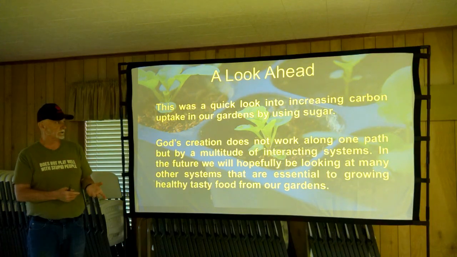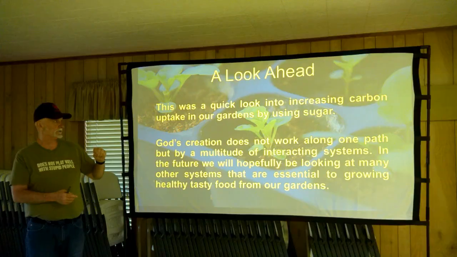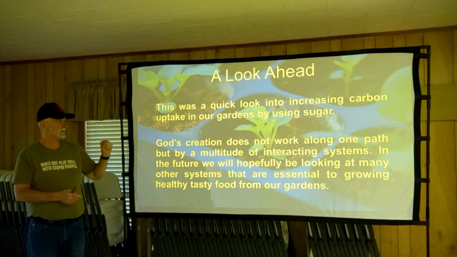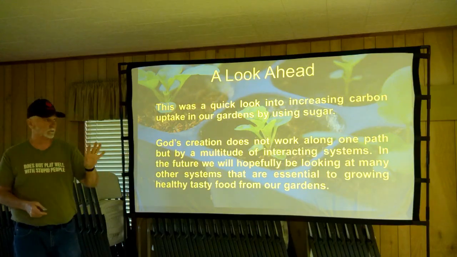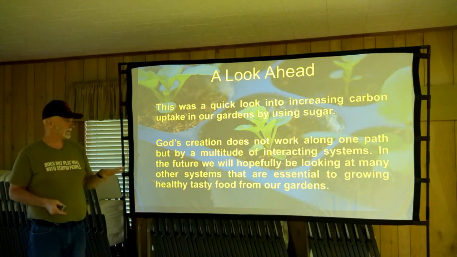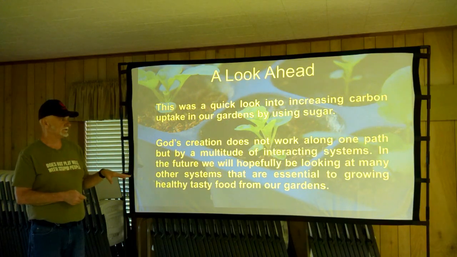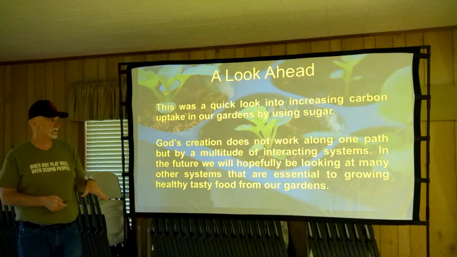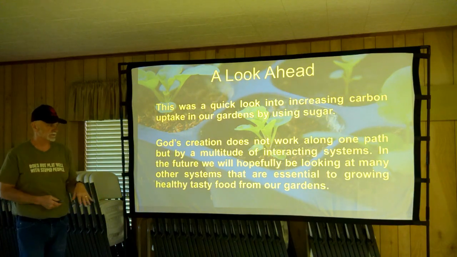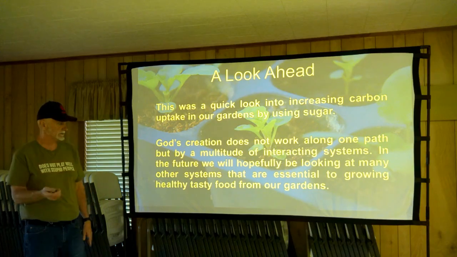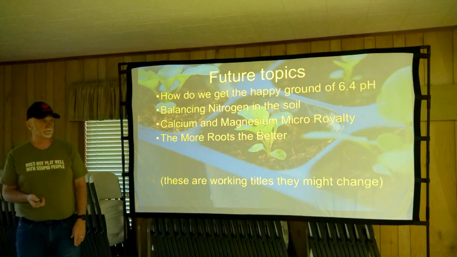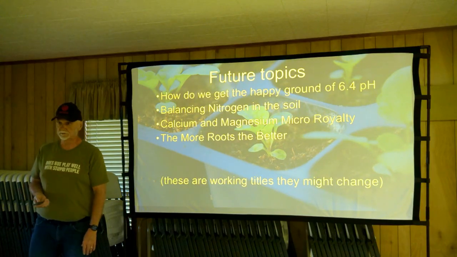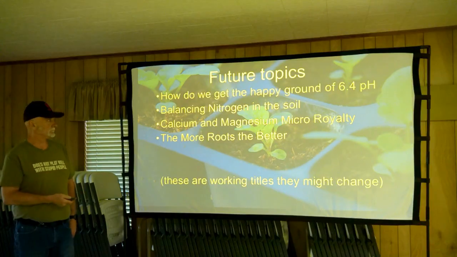But what we're going to look at is other ways to increase our carbon uptake. So God's creation does not work along one path, but on multiple intersecting systems. In the future, we will hopefully be looking at many of these other systems that are essential to growing healthy, tasty food in our gardens. Some of those topics: how do we get the happy ground of 6.4 pH? We'll talk about ways to do that.